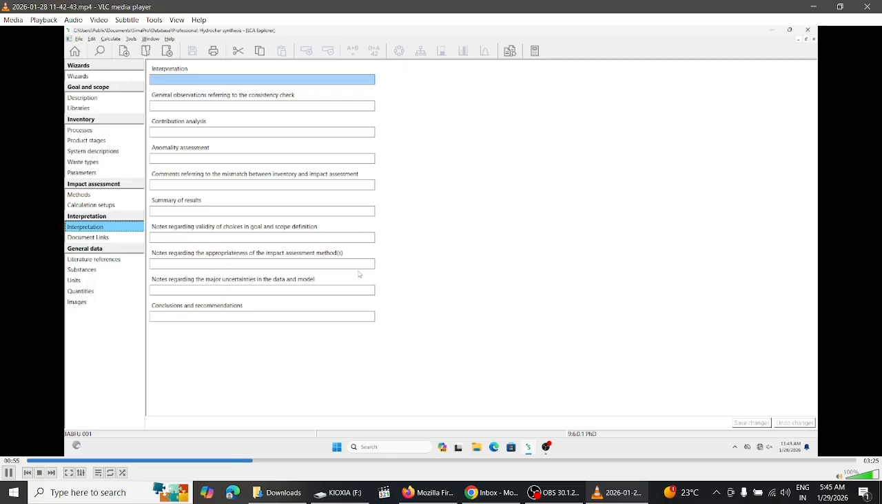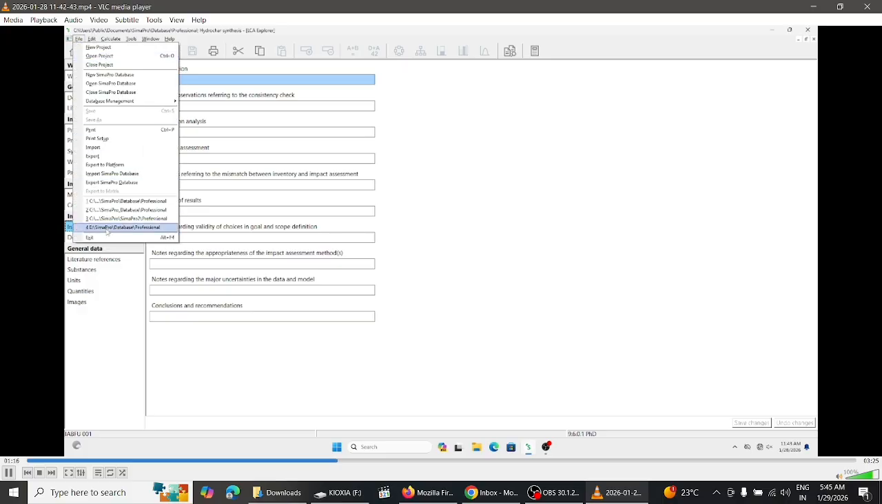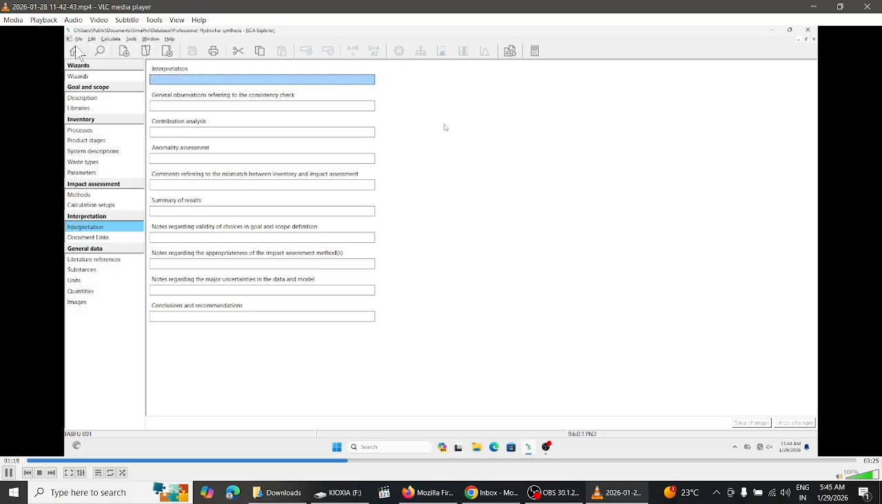So the key components, as you can see in front of us, are the description, library, process, product, system, waste types, and parameters. The first basic thing is that you have to define your goal and scope. What is the purpose of your study? The functional unit, that is the performance or recycle per kg, and the system boundaries.